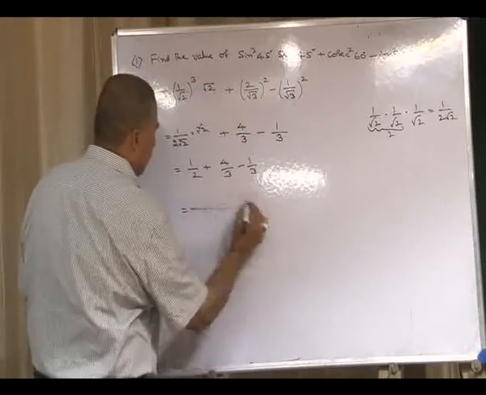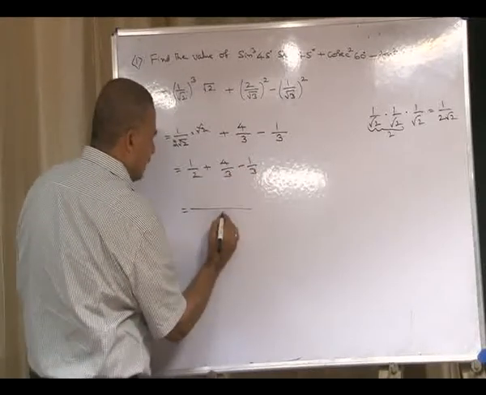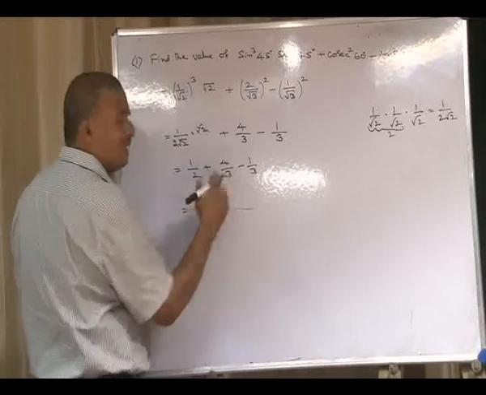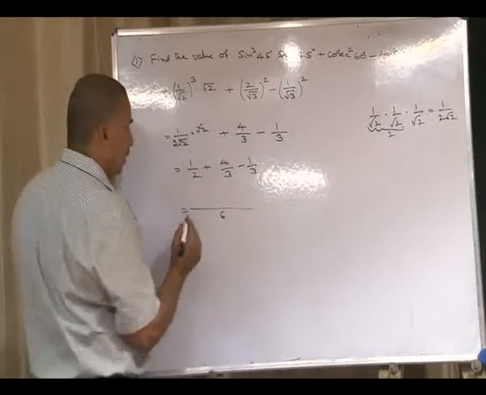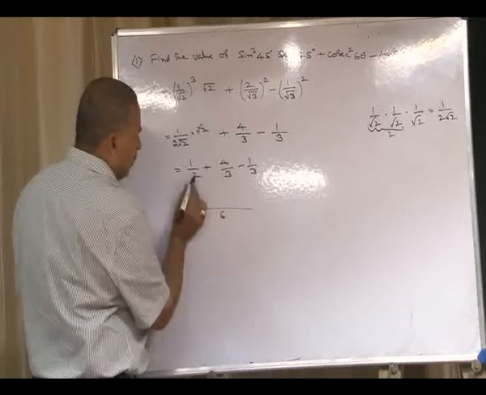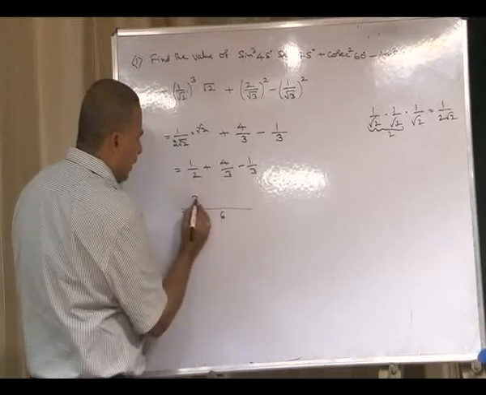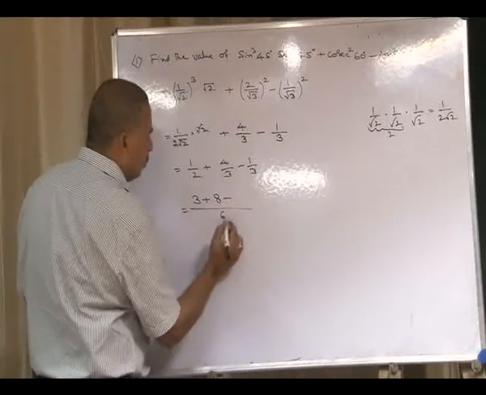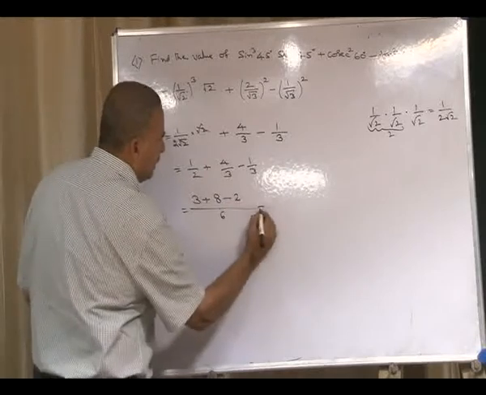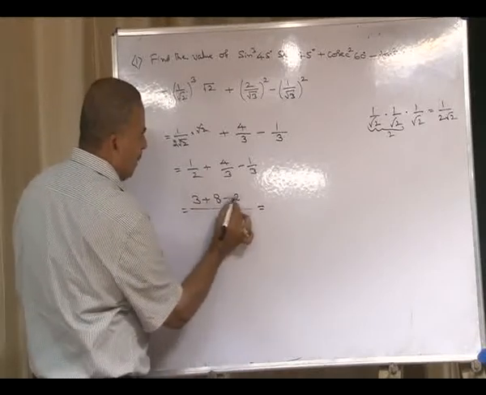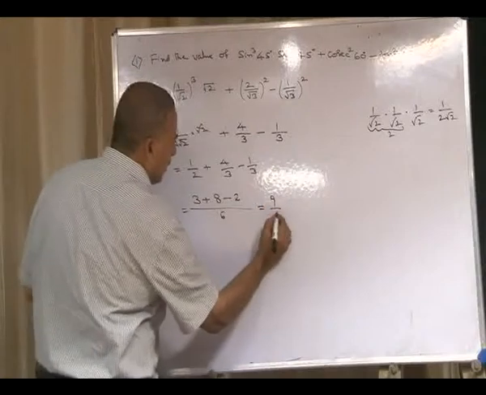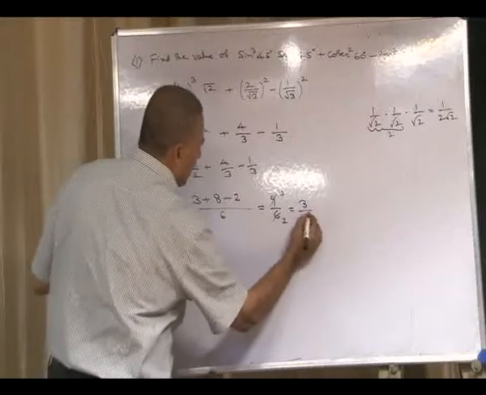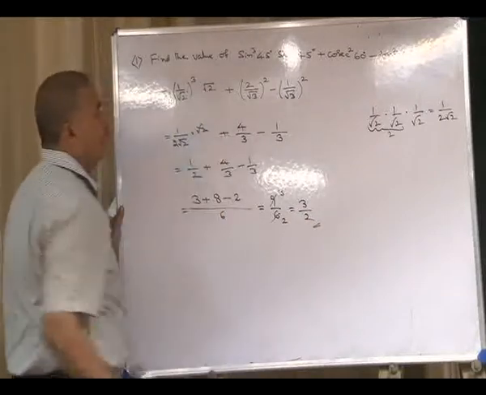The LCM of 2, 3 and 3 is 6. The LCM of 2 and 3 is 6, that is 2 into 3, that is 6. 6, 2, 3 is 3 into 1 is 3, plus 3 2s are 6, 2 into 4 is 8, minus 3 2s are 6, 2 into 1 is 2. That is equal to 3 plus 8 is 11, minus 2 is 9 by 6, that is 3 3s are 9, 3 2s are 6, that is equal to 3 by 2, the value of the given problem.